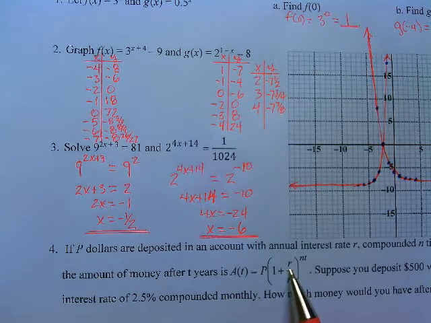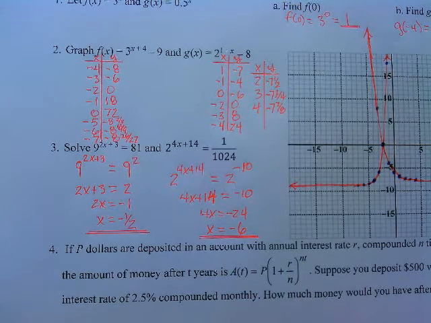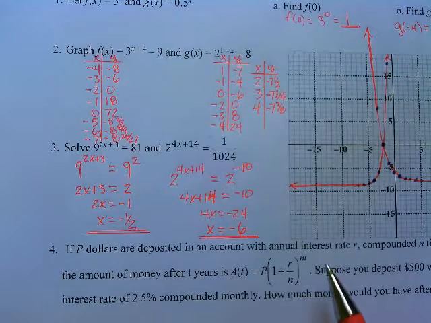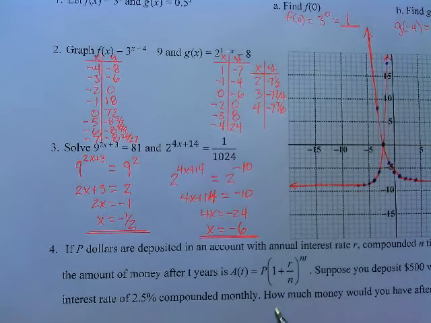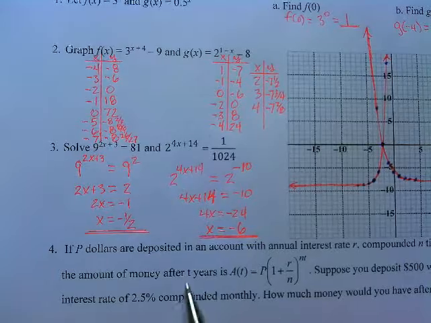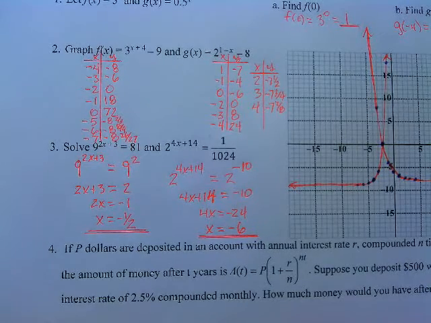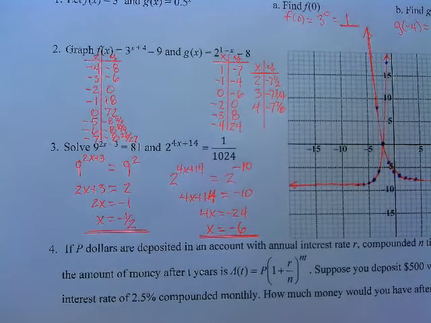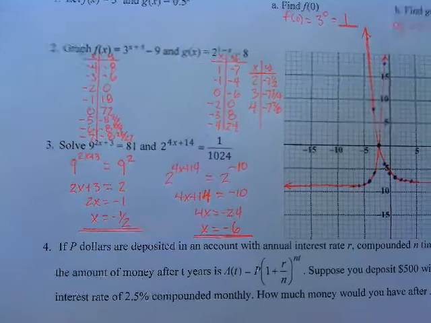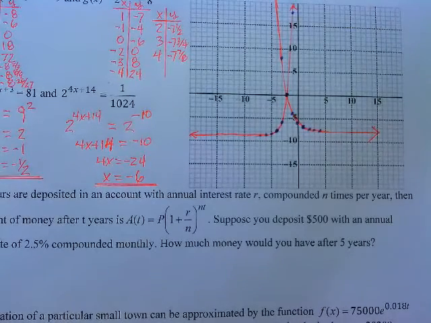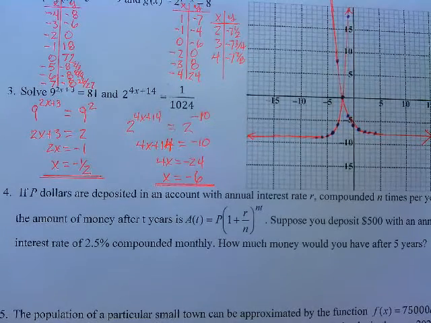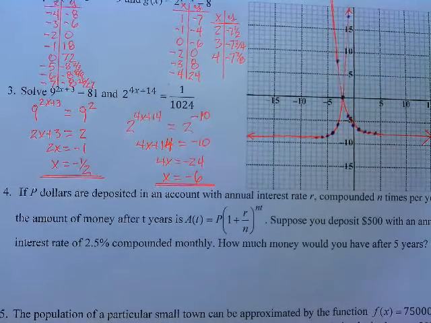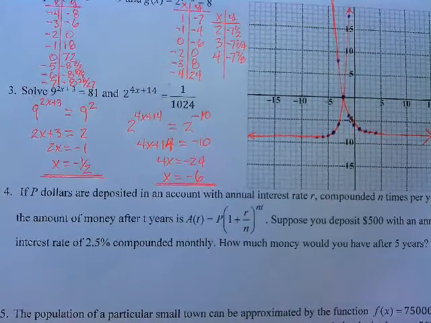R is the interest rate compounded n times per year. So for instance, if it's compounded monthly, then it's 12 times per year. If it was compounded daily, that would be 365 days per year, and so forth. And the T is after how many years. So suppose you deposit $500 with an annual interest rate of 2.5%, compounded monthly. How much money would you have after 5 years?